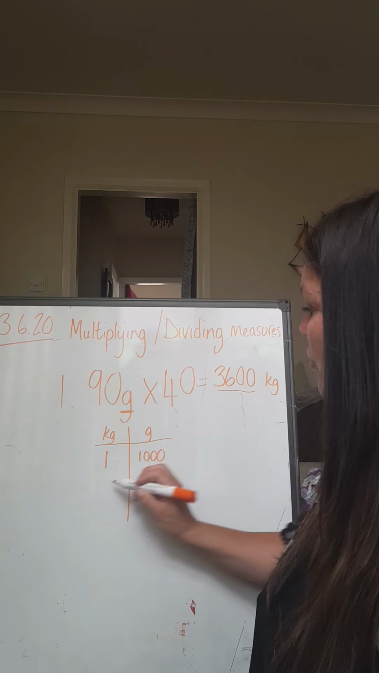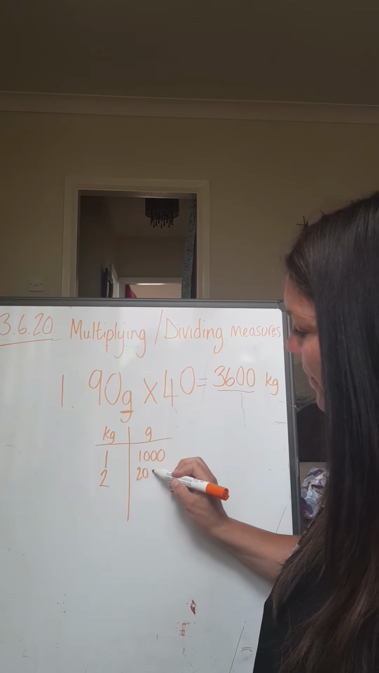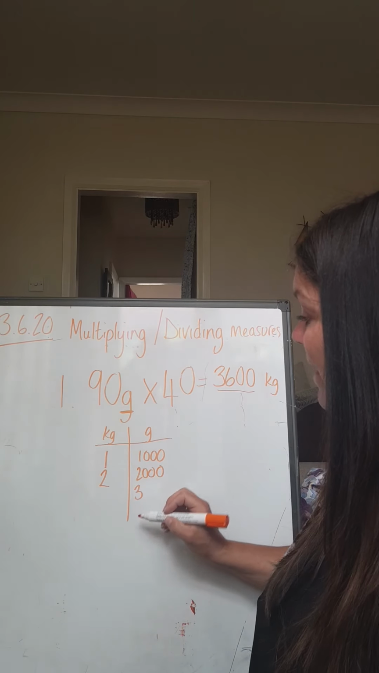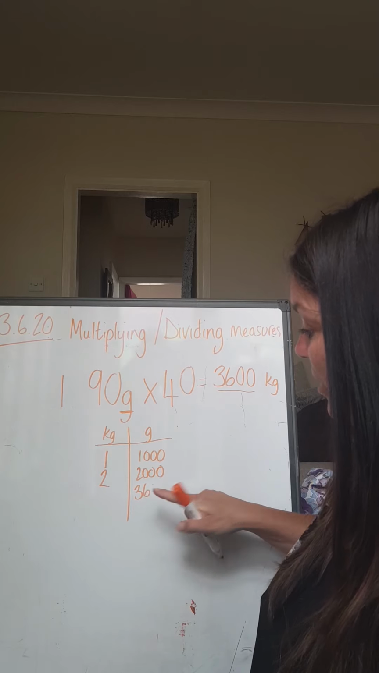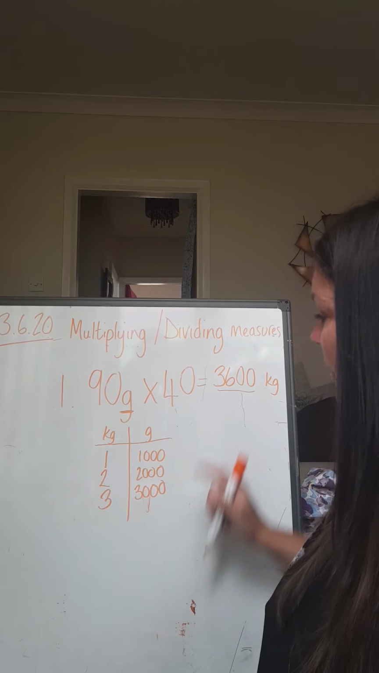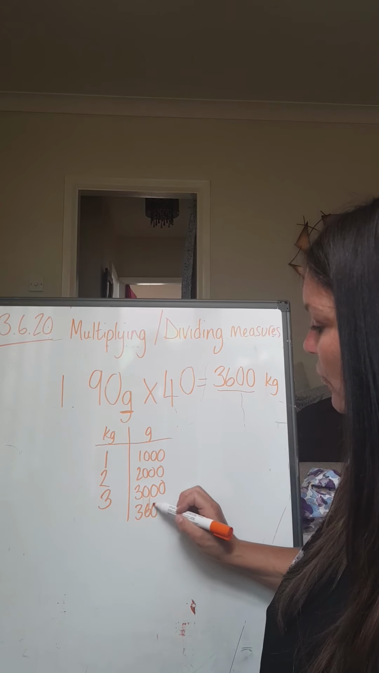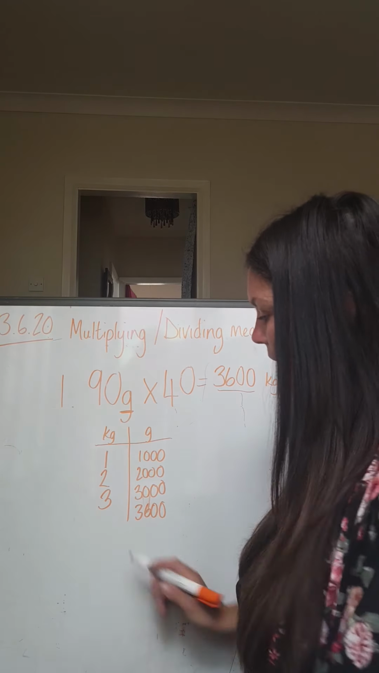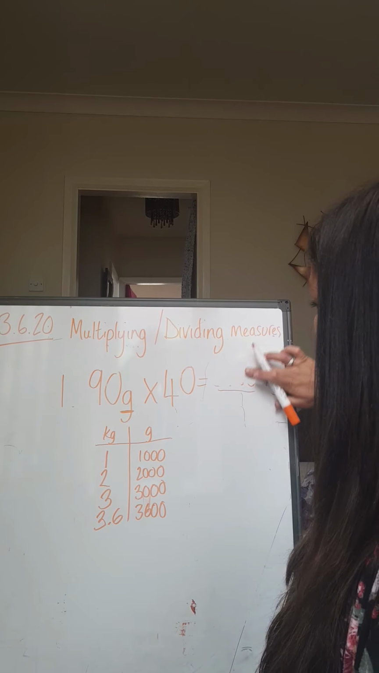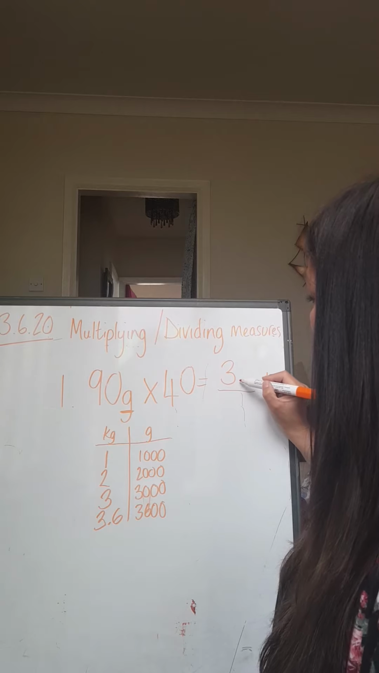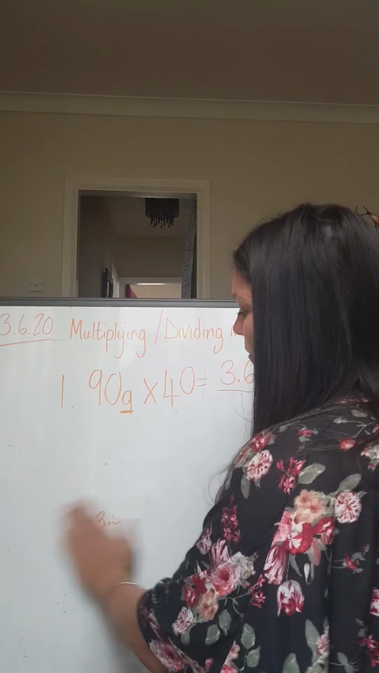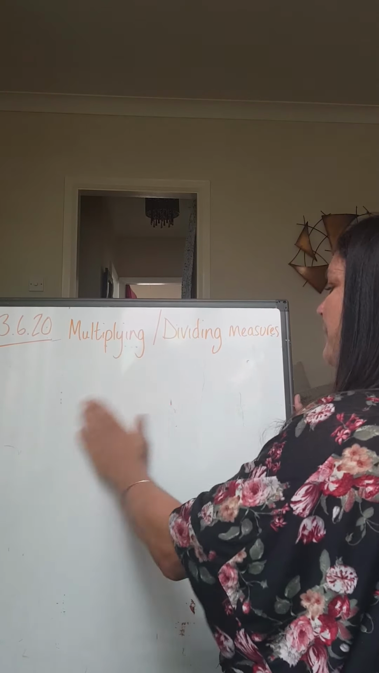So if I've got 2 kilograms, I've got 2,000 grams. If I've got 3,000 grams, that means I've got 3 kilograms. So what would 3,600 be? Without doing any maths, I know that that is 3.6, and that is going to be my answer at the end. 3.6 kilograms.